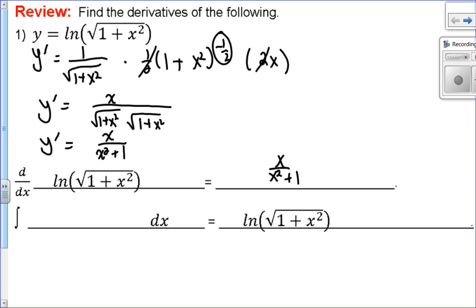Remember that antiderivatives are just the reverse process of derivatives. So the integral of x over x squared plus 1 dx, again, these are just the bookends, the start and the end of the integration. This is the integrand, and the dx just tells us we're doing it with respect to x. So the integral of x over x squared plus 1 dx is equal to the natural log of 1 plus x squared, and then we add on our constant of integration, plus c.